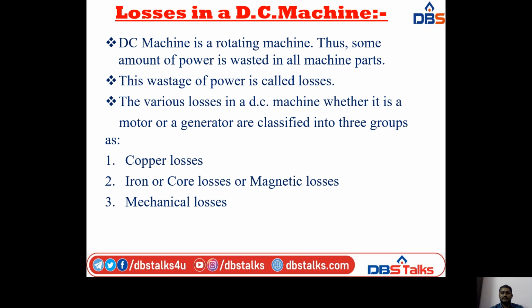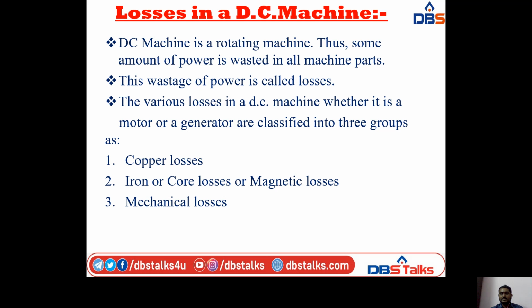DC machine is a rotating machine. Thus, some amount of power is wasted in all mechanical parts or machine parts. So that's why we have some power wastage. This wastage of power is called losses.